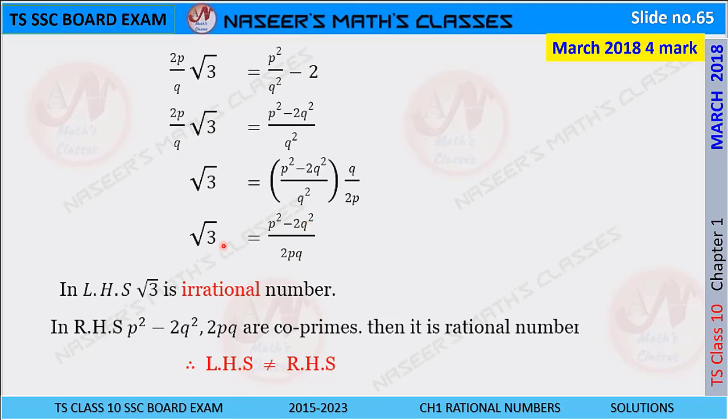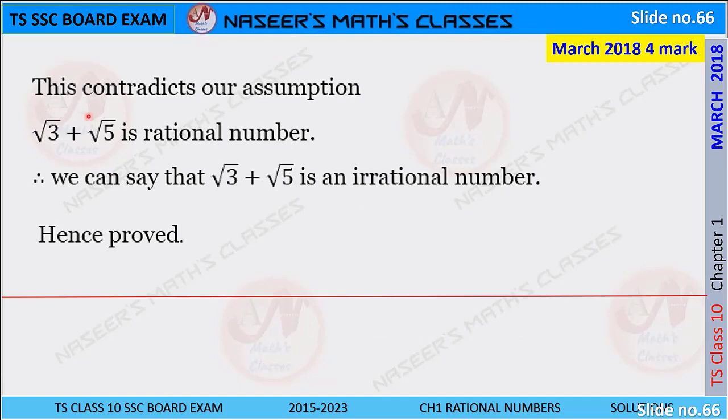Therefore, we can say LHS is not equal to RHS. This contradicts our assumption that root 3 plus root 5 is a rational number. Therefore, we can say that root 3 plus root 5 is an irrational number, hence proved.